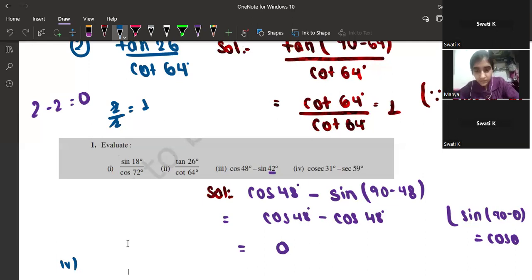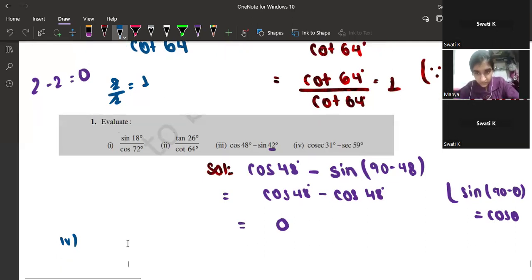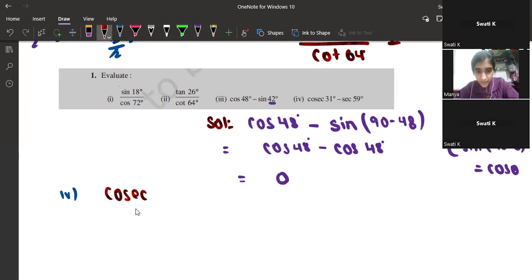Cosec 31 minus sec 59. Tell me, what do you want to do? Cosec 31, you want me to write down as it is. Okay. So it will be cosec 31 degrees minus sec 90 minus 31. Very good. Because see, हमने ये sec को as it is रखा. 59 को we have written as 90 minus 31.